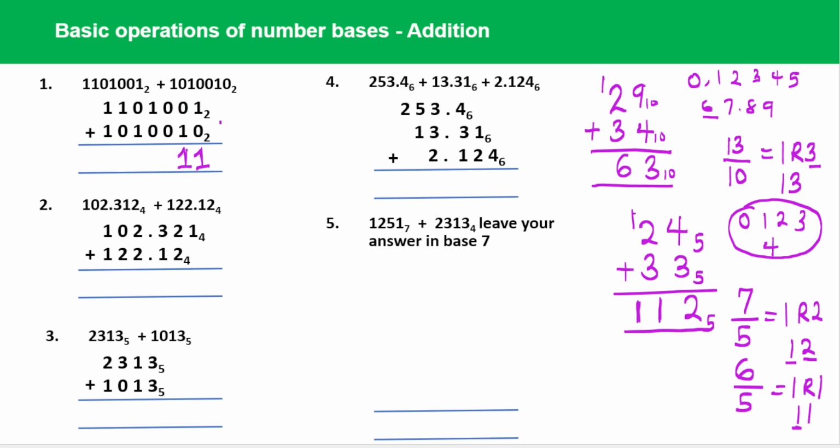I can write the 1. It's not up to my base. 0 plus 0 is 0. I can write that. This will be 1. This will be 1. This will be 1.